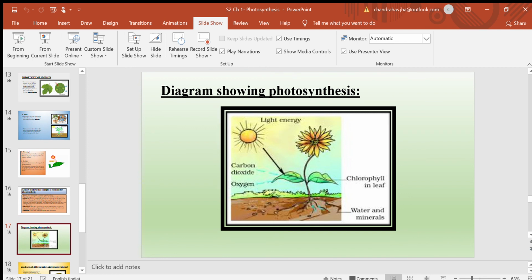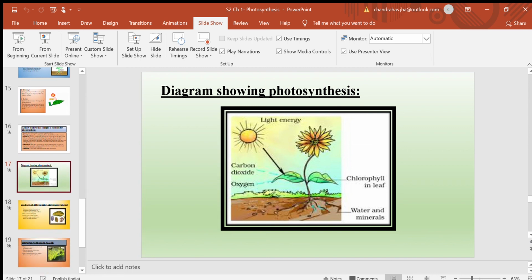Diagram showing photosynthesis. Here the different components that are needed are shown. Water and minerals are taken from soil. Chlorophyll is already there in the leaf. Carbon dioxide and oxygen gases are taken from the atmosphere, and sunlight provides the light energy.